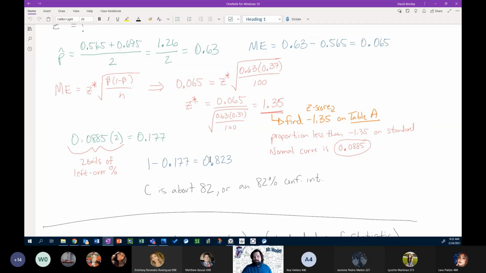So again, this kind of speaks to what Matthew had brought up in his question. We sometimes just need to manipulate the equations and formulas we're given to find the thing we need. In this case, we needed to find z star to work our way back to the percentage. Okay. What can I clarify about this one?